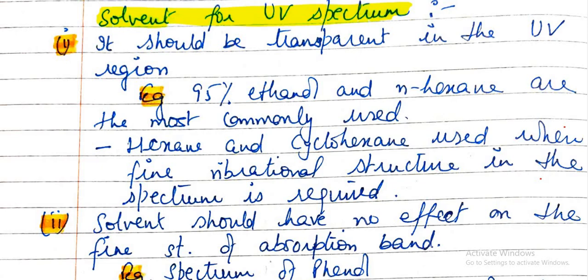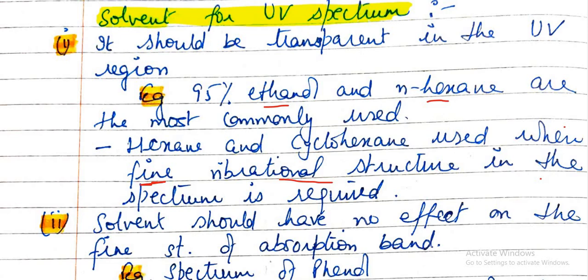These both do not absorb in the UV region. When a fine vibrational spectrum is required, then we generally use hexane or cyclohexane. In general we use 95% ethanol and n-hexane, but if we require very fine structures, a very detailed spectrum of the compound, then we use hexane or cyclohexane as a solvent.